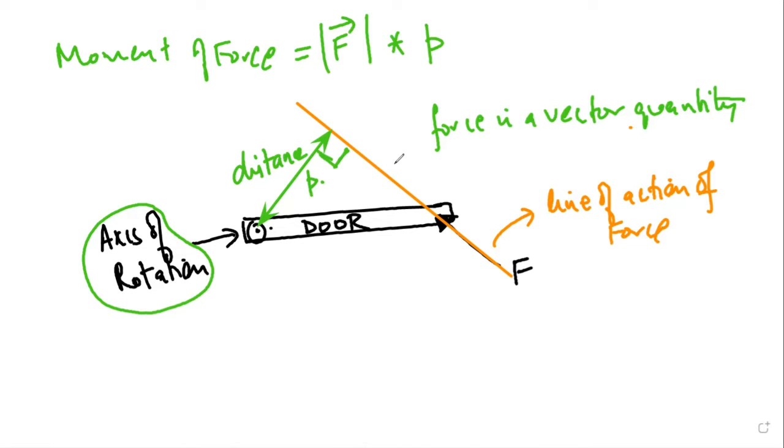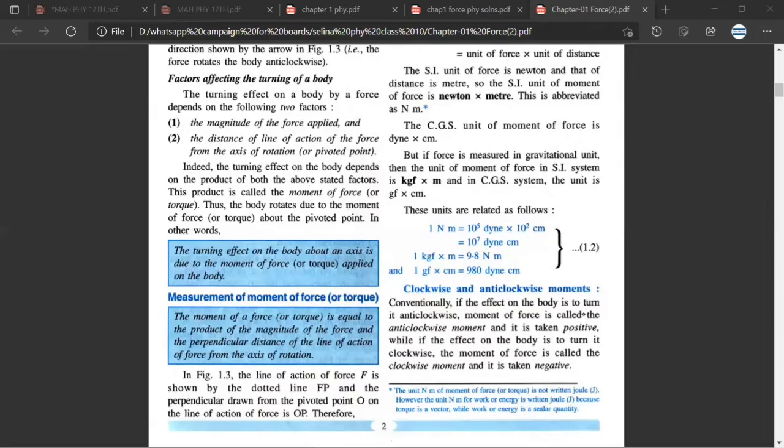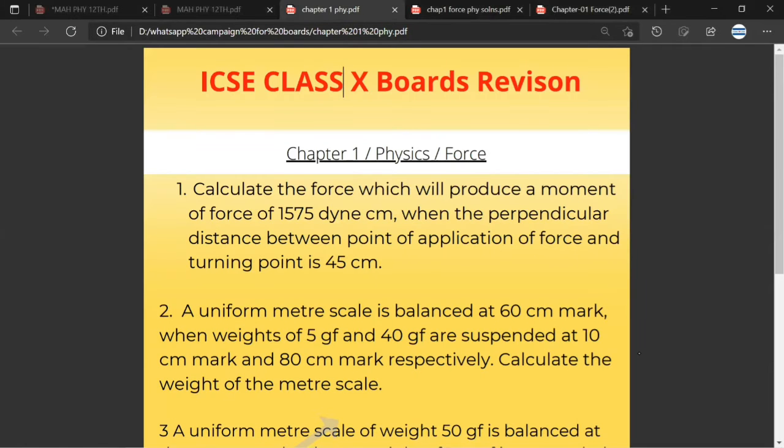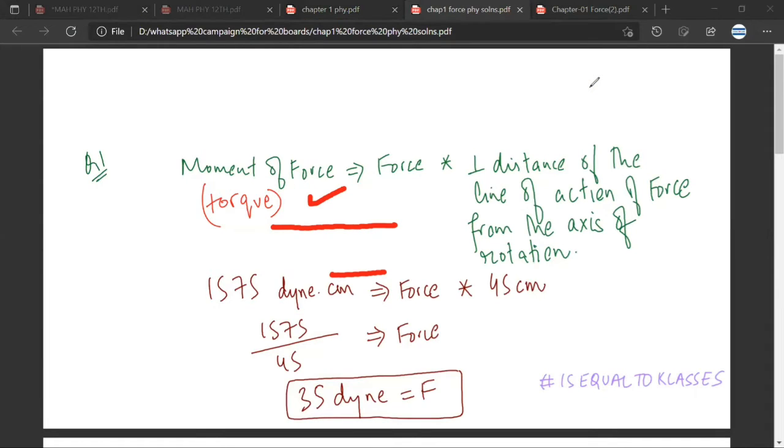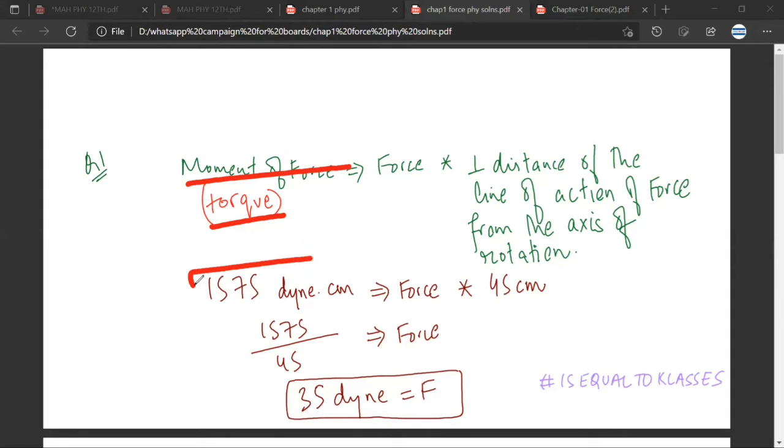Now, so in this example, the question is pretty simple. We have been given the moment of force, which is a torque, which is equal to 1575 dyne centimeter. We are given the distance between point of application of force and the turning point, which is 45 centimeter. So this question is very simple. And if we want to look at the solution, this is the solution. So moment of force is called the torque. Torque is 1575 dyne centimeter. Force we want, and the perpendicular distance is 45 centimeter. So force would be equal to 35 dyne.